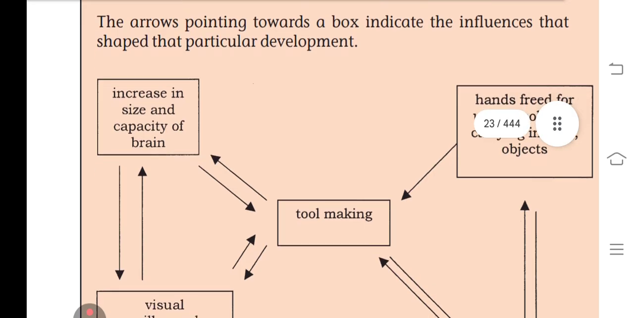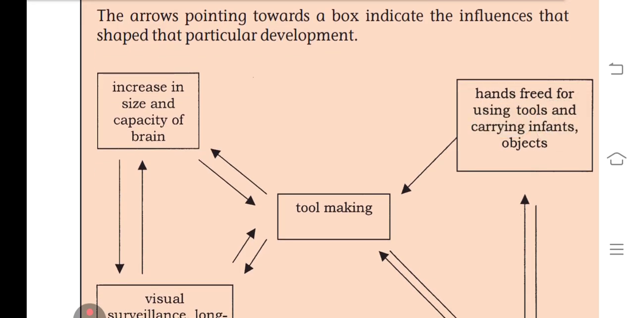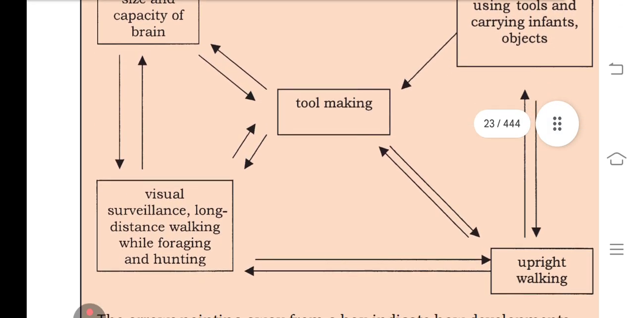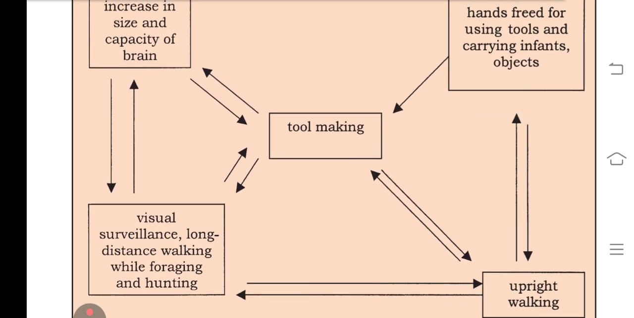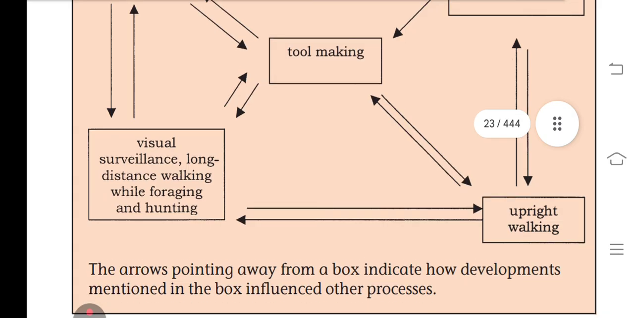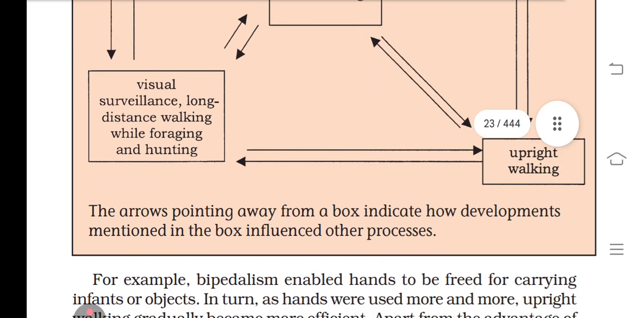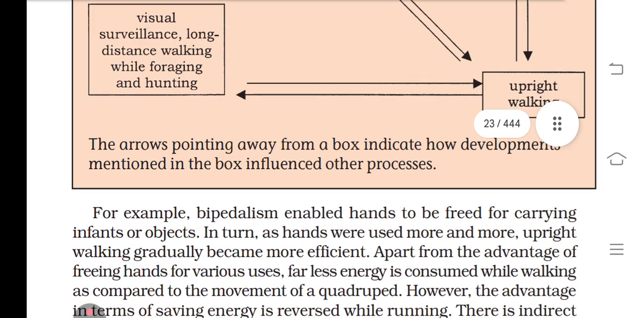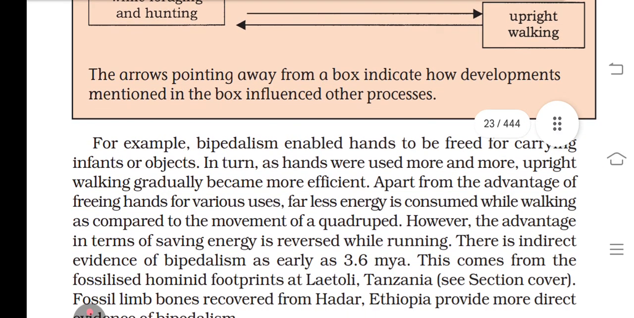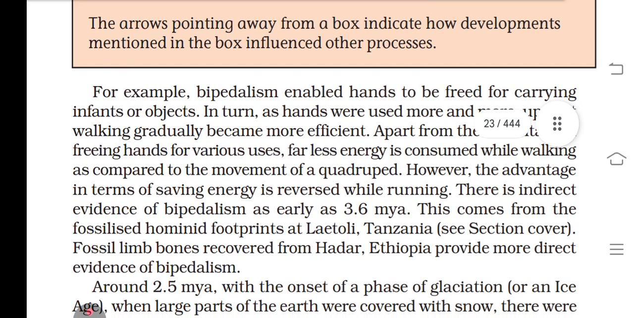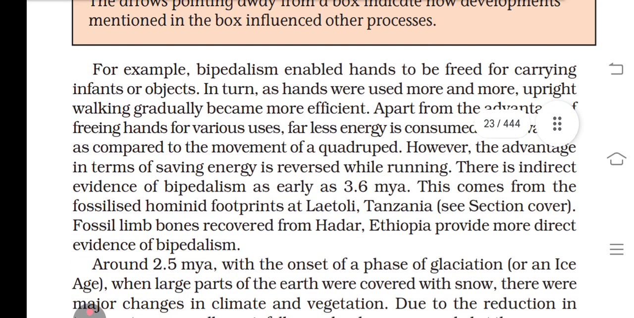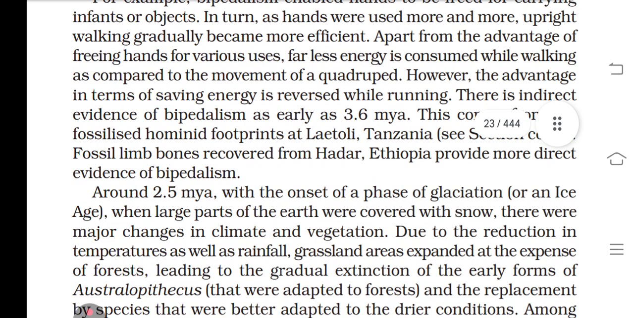In the positive feedback mechanism, an arrow pointing towards a box indicates the influences that shape that particular development: increase in size and capabilities of the brain, tool making, hands and feet for using tools and carrying, forward vision, long distance walking while foraging and hunting, and upright walking. The arrows pointing away from the box indicate how the development mentioned in the box influences other processes.